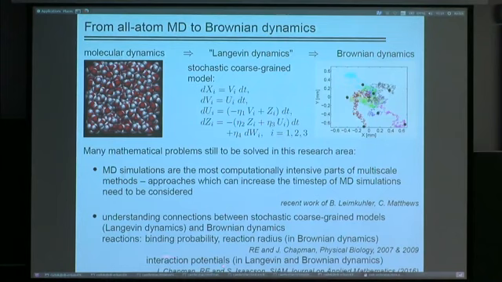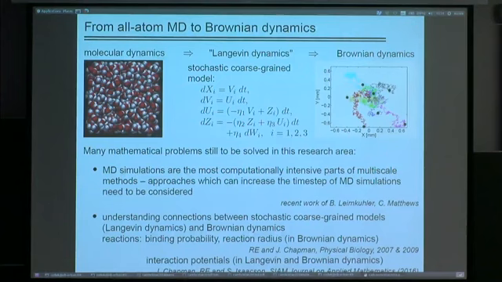So how to actually generalize these results to the case, how to derive Robin boundary conditions for the case when the reactivity is not described by some binding probability, but by some interaction potential, which is applicable to both Langevin and Brownian dynamics. So that was kind of an outlook, what type of questions are here.